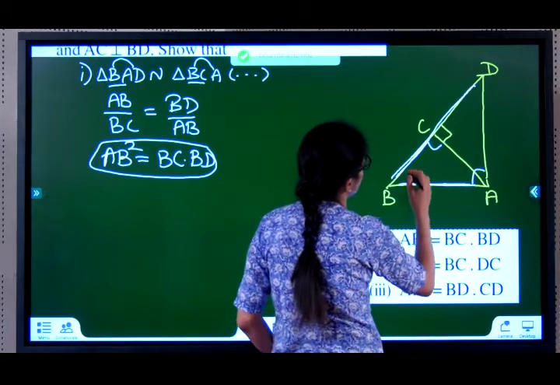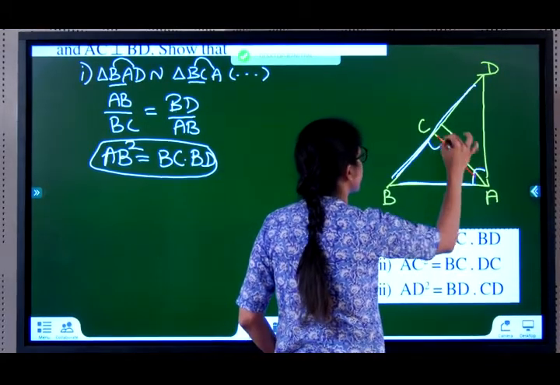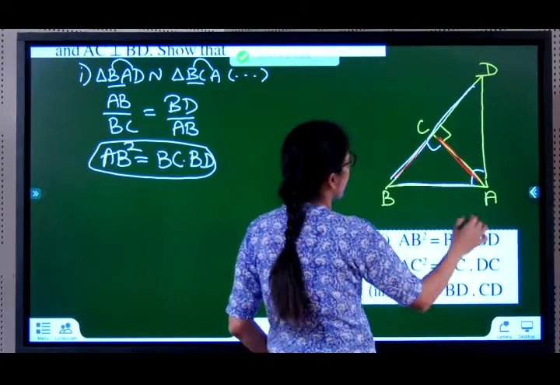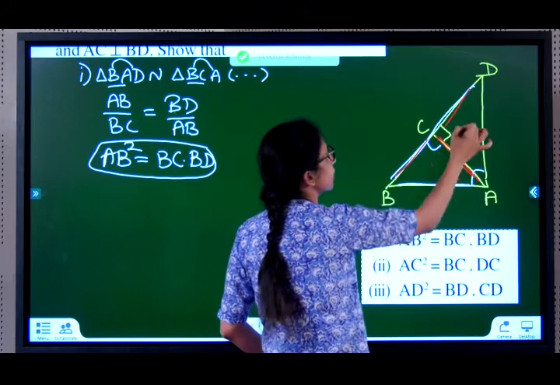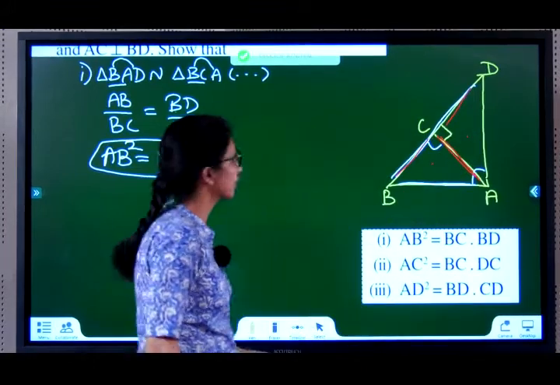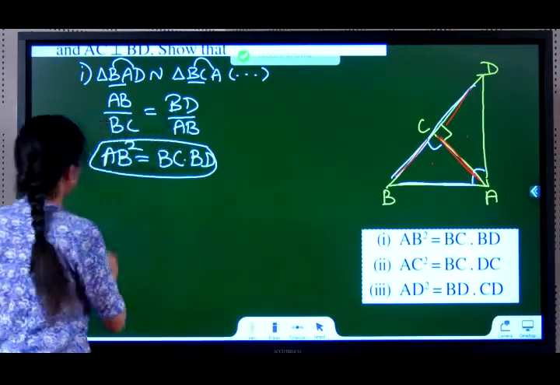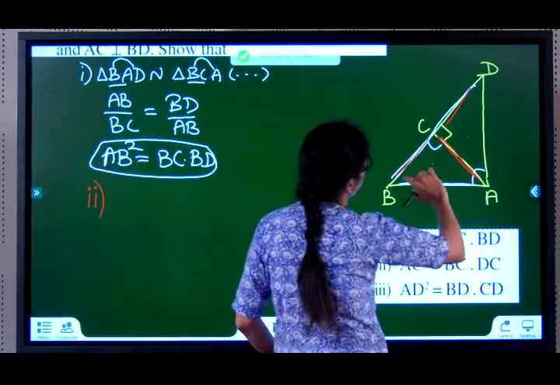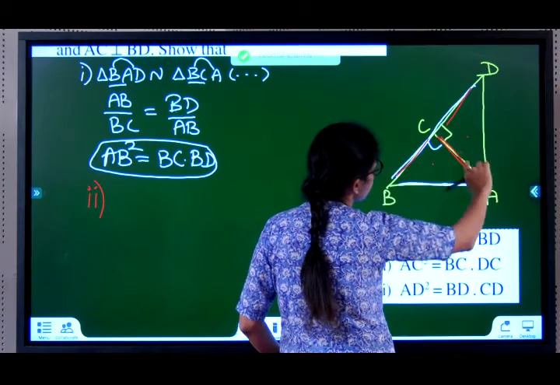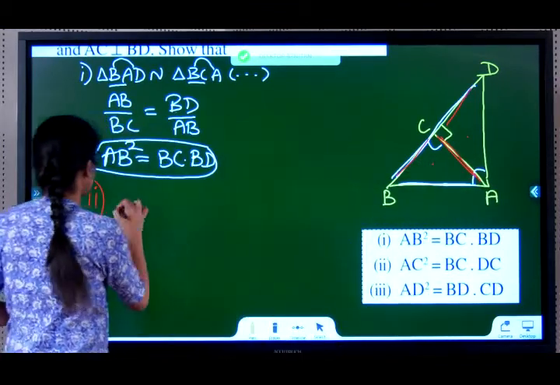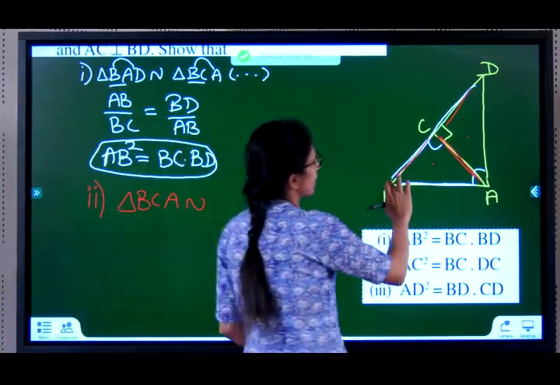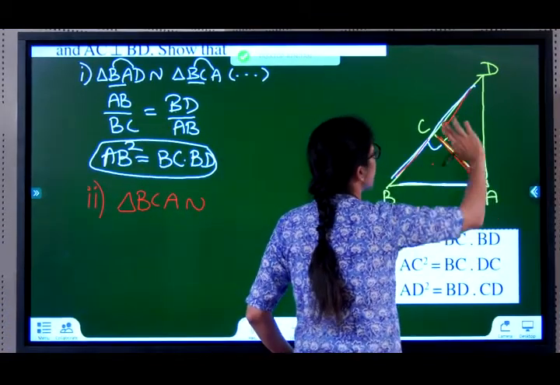For the second part, I want AC square, with BC and DC. So it's the small triangle and the small triangle, right? I hope you remember how we go with the naming. Start from any one side and go via the 90. Triangle BCA is similar to ACD.